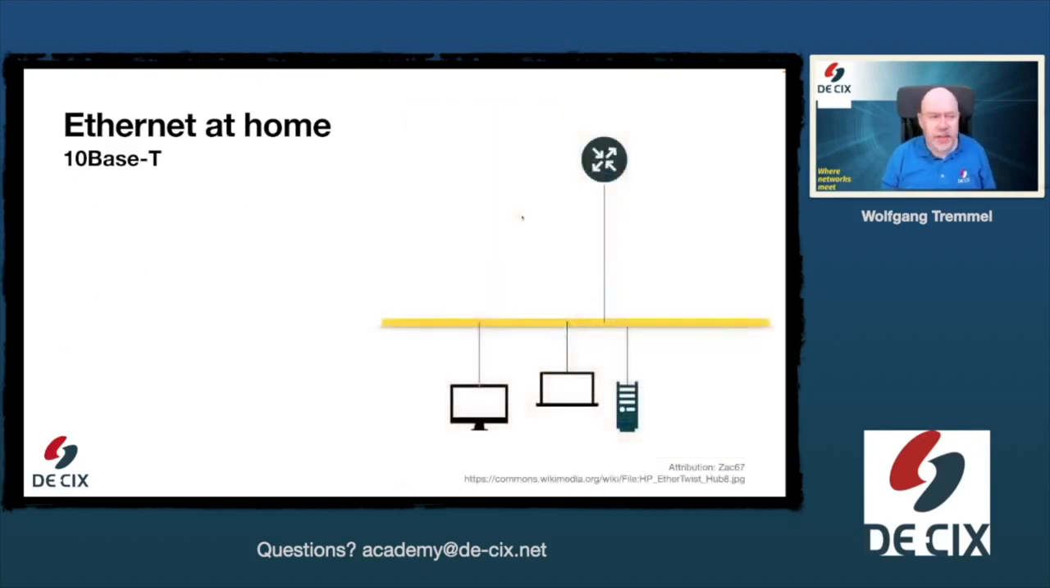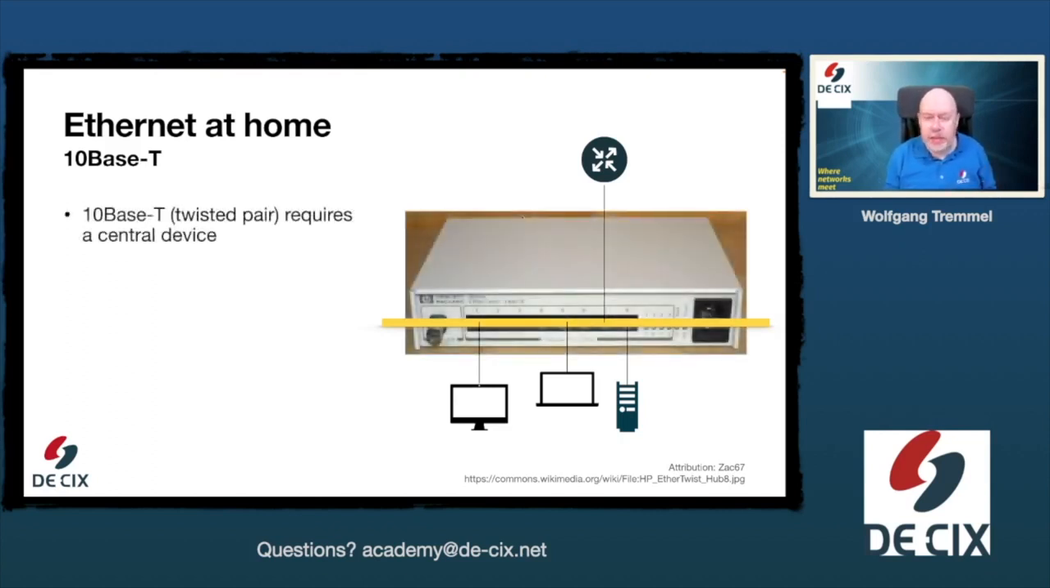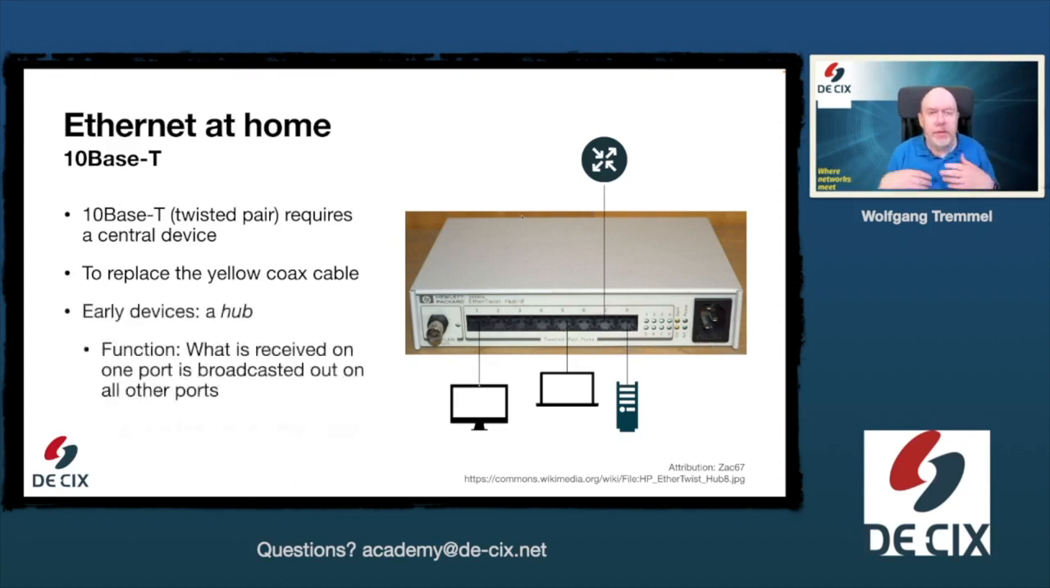Let's have a look at Ethernet at home and how it started, how we migrated from the yellow coax cable to what we have today. At the beginning, remember, vampire taps and a coax cable. But 10BASE-T required a central device, and the first central devices were called hubs, and they simply replaced the coax cable one-to-one. Everything received on one port was broadcast on all other ports, just like the coax cable, but with twisted pair ports.